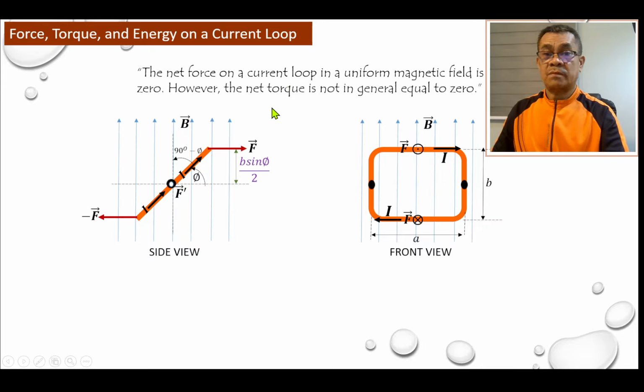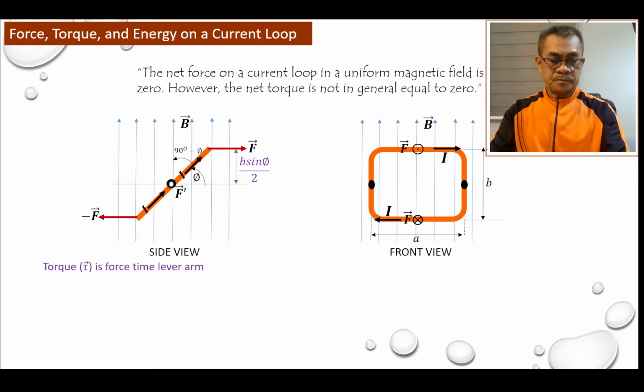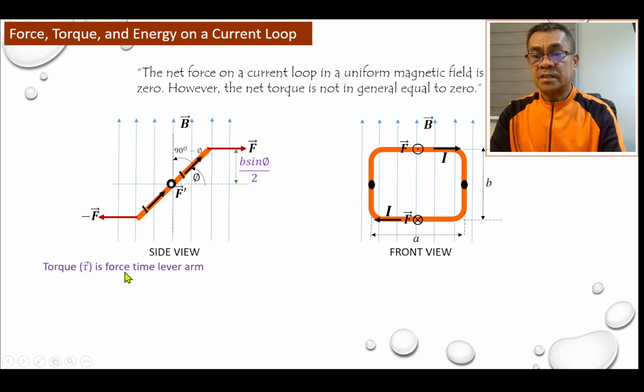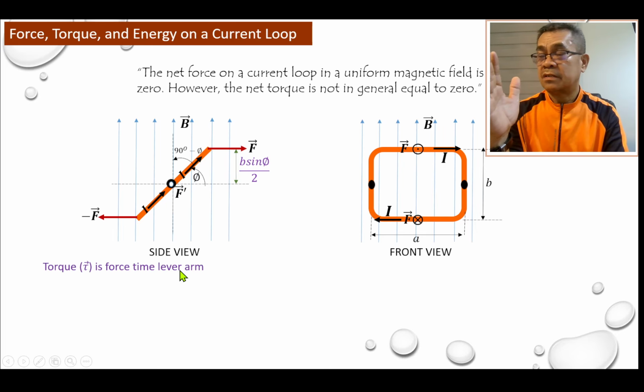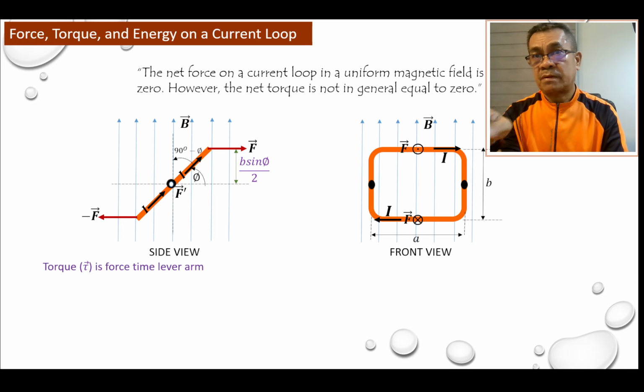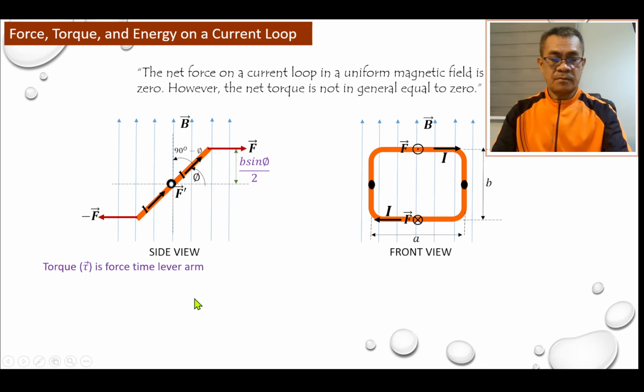So that's why we have the torque. Net torque is not equal to 0. The net force is 0, but the torque is not equal to 0. Okay, so how much torque? Remember that torque is force times lever arm. So it is the perpendicular distance from the pivot point to the force that gives the torque.